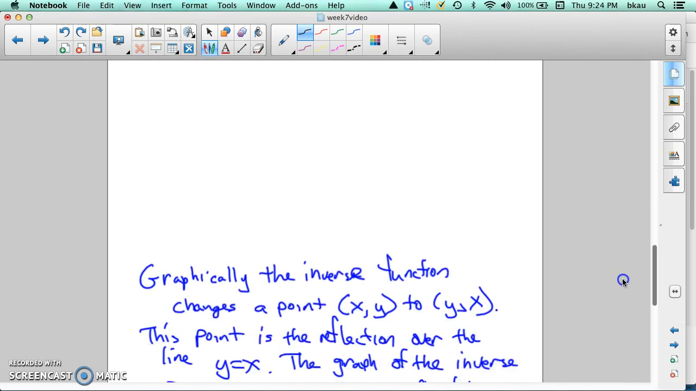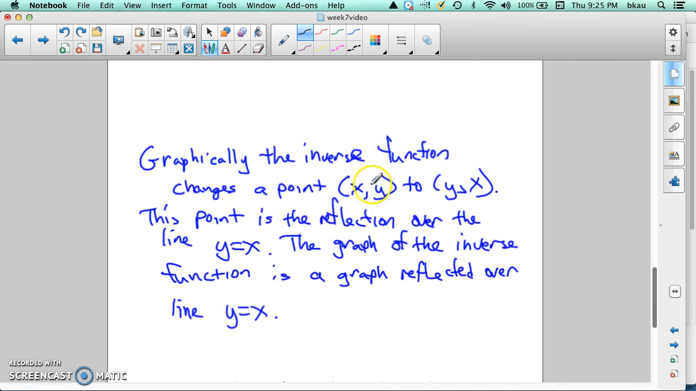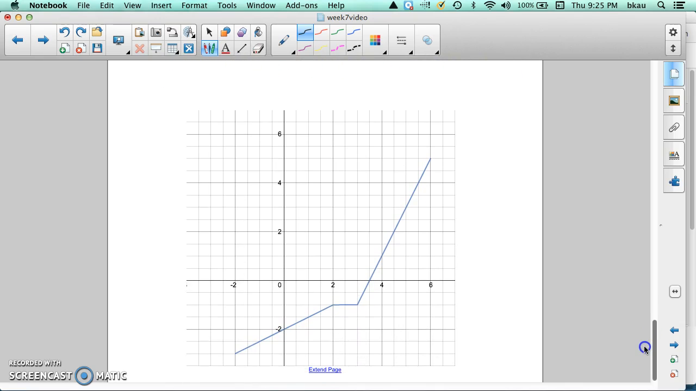All right, graphically, let's take a look at the graphs. Graphically, the inverse function changes the point from x, y to y, x. That means it reflects over the line y equals x. And the graph of the inverse function is also going to be reflected over that line y equals x. So when we look at this graph right here, we're going to change the coordinates. Once we have some of the coordinates, we're going to change those values.